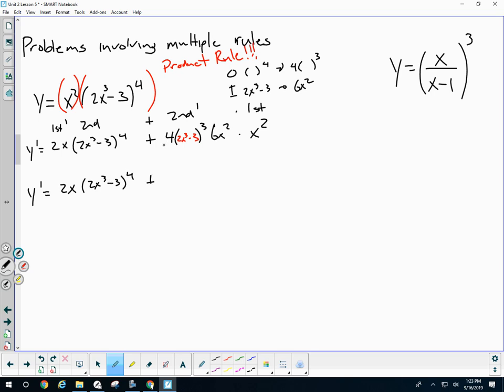Since this is multiplication, this times this times this times this, I can multiply these three together to get 24x to the fourth times 2x cubed minus 3 cubed. However, there is more simplification that I can do that I'm actually going to be expected to do. You will be expected to do this on the quiz. I will tell you, simplify fully to get what ends up being a product.